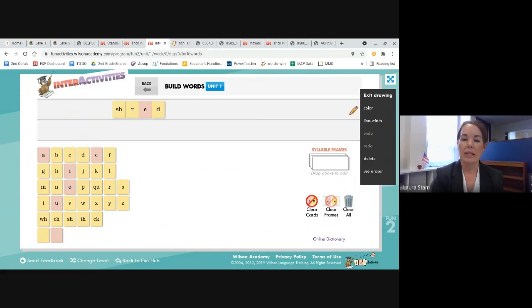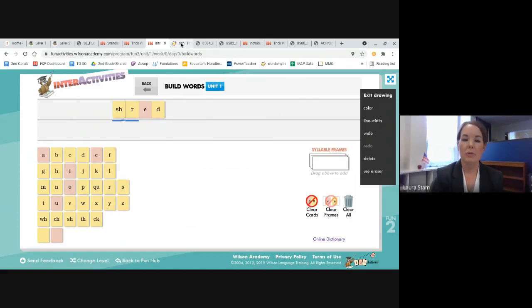So shred has a special thing called a digraph blend, because we have a digraph and we have another consonant and they're working together. So let's underline our digraph, and then we underline our other consonant that makes this a blend. Okay, and let's sound this out. Ready? Elbows up. Shred. Sh, r, e, d. Shred.